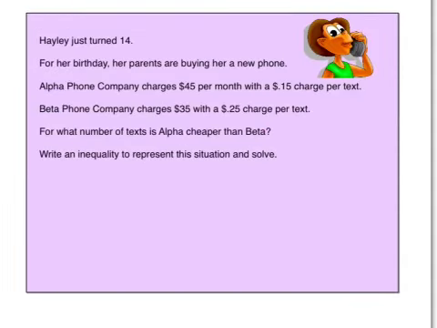It says, Haley just turned 14. For her birthday, her parents are buying her a new phone. Alpha Phone Company charges $45 a month with 15 cents per text. Beta Phone Company charges $35 with 25 cents per text. For what number of texts is Alpha going to be less than Beta?